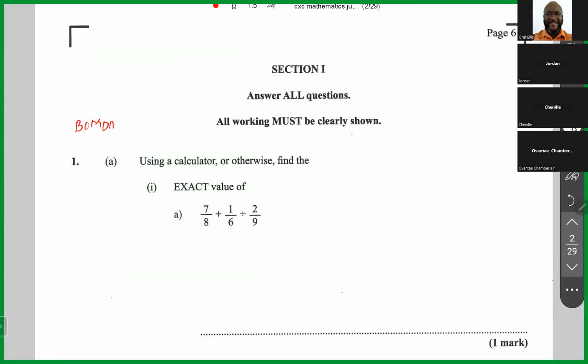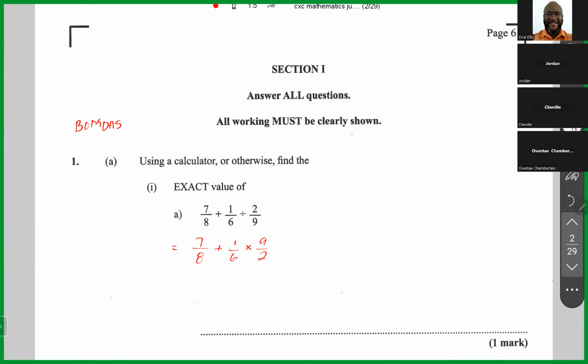Now, addition and subtraction are lower level operations. They're normally performed last. So this is going to be 7/8 plus 1/6 multiplied by 9/2. How do we divide by a fraction? We write the first fraction and then we change the division sign to multiplication and invert.